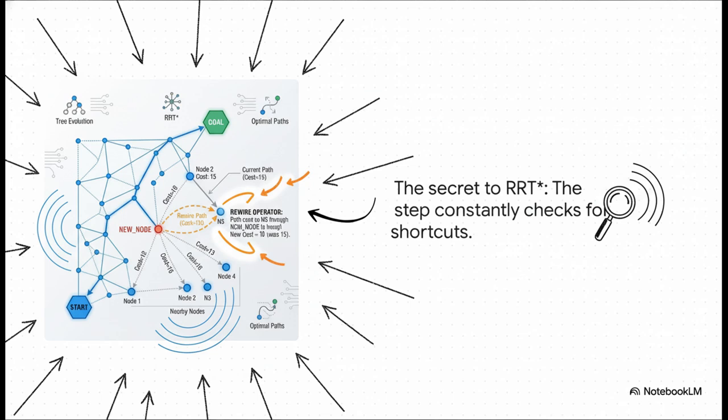So when RRT star adds a new node to its tree, it looks at its neighbors and asks, hey, does connecting through me create a shorter path for any of you guys? If the answer is yes, like you see with that orange dashed line, it literally rewires the tree. And over time, this constant optimization pulls the path tighter and tighter until it gets to the shortest possible route.